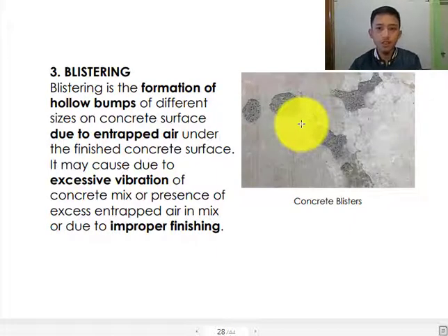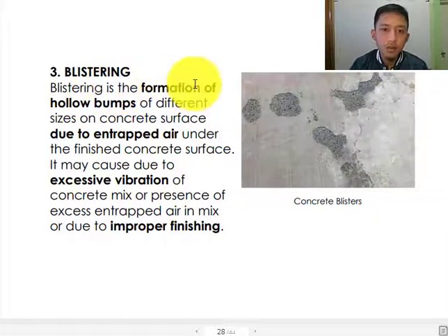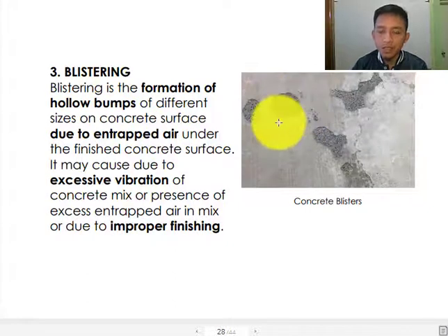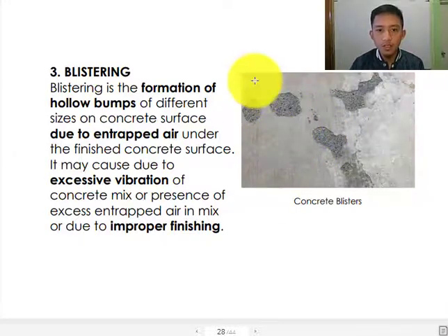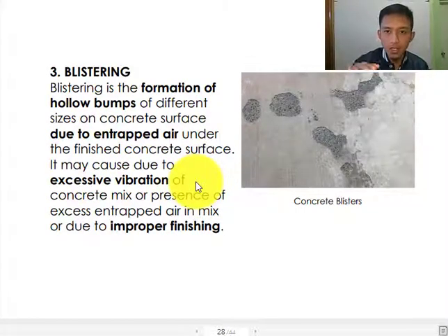Blistering. This is just like the laitance a while ago. This is the technical term for it: the formation of hollow bumps of different sizes on concrete due to entrapped air. If there is entrapped air in the layer just before the surface, that will cause the separation or removal of the top surface of your concrete under the finished surface. It happens due to excessive vibration. Again, excessive vibration will lead to bleeding and laitance.